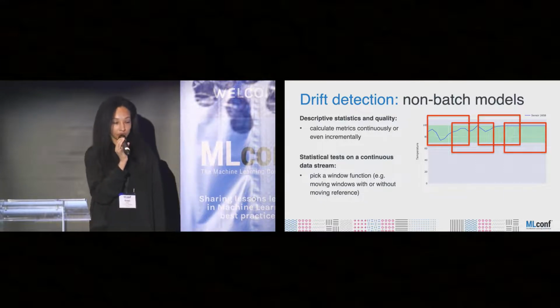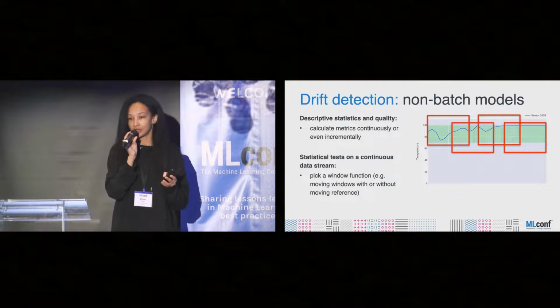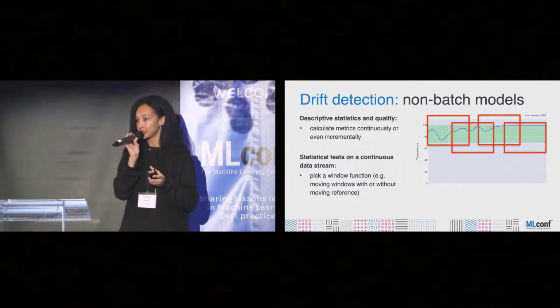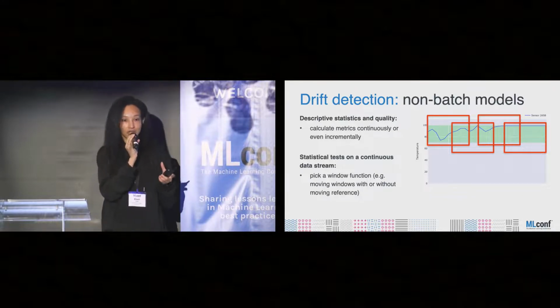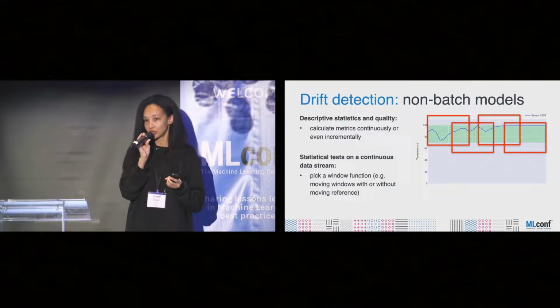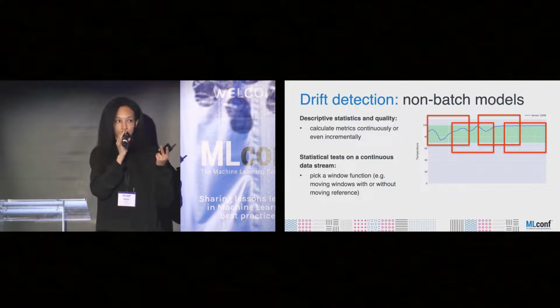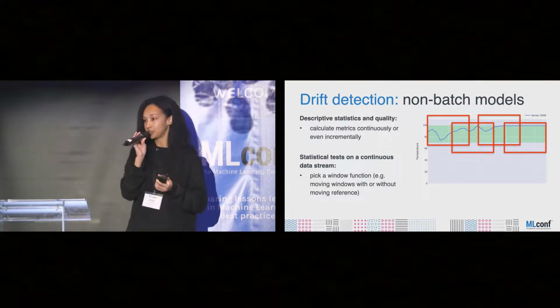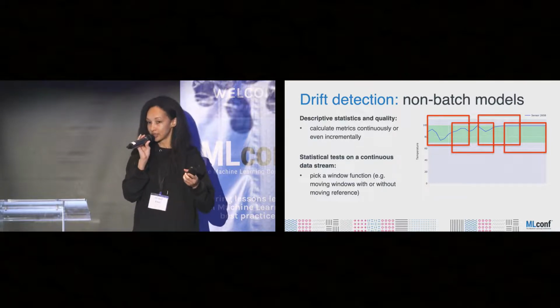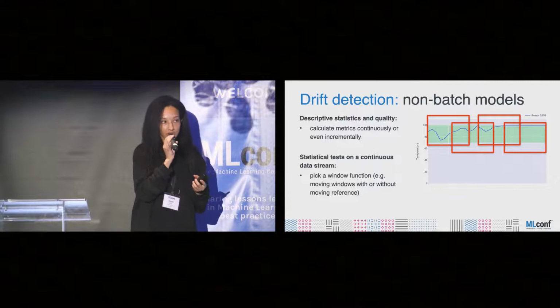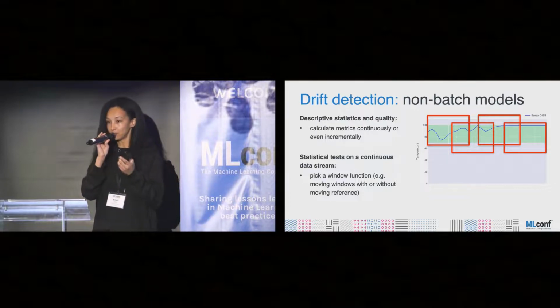For example, create the static reference from training data or manually selected, and then use some window function to continuously generate current data sets and calculate a statistical test on top of each window. The strategy can be very different because we need to decide on the window size, we need to decide on how fast we move this window, right?